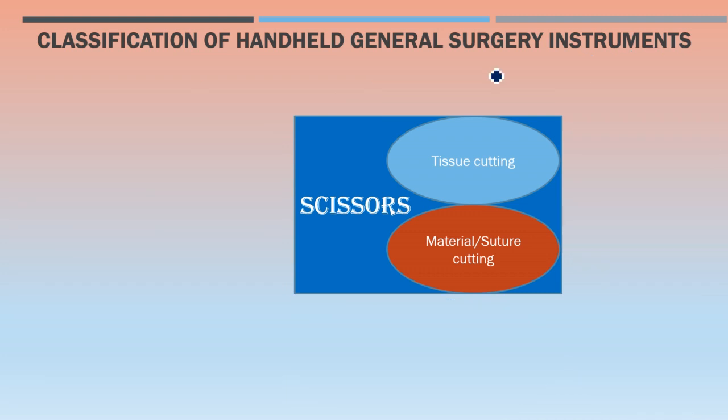So first of all, scissors. We're discussing the handheld general surgery instruments. Now scissors, as you can see here, can be divided broadly into tissue cutting type and material or suture cutting type. Tissue cutting and non-tissue cutting. Non-tissue cutting means scissors used for cutting sutures or some other thing, plasters, dressings. All these types of scissors will come under non-tissue cutting.